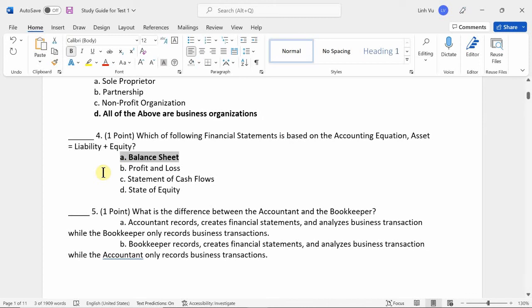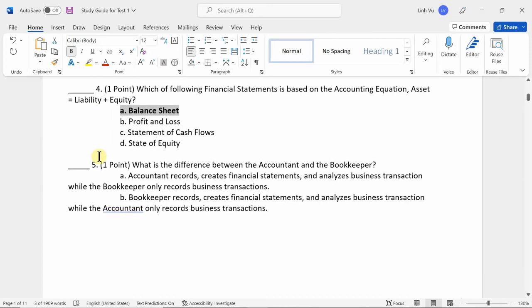Profit and loss tests for profitability. The statement of cash flows just shows where your money is flowing in and flowing out. And of course, the statement of owner's equity is going to be the value of your company. So in this case, A is correct. Okay.